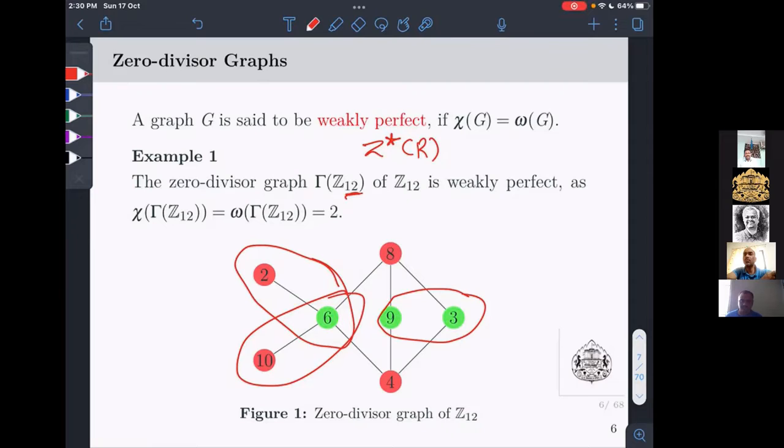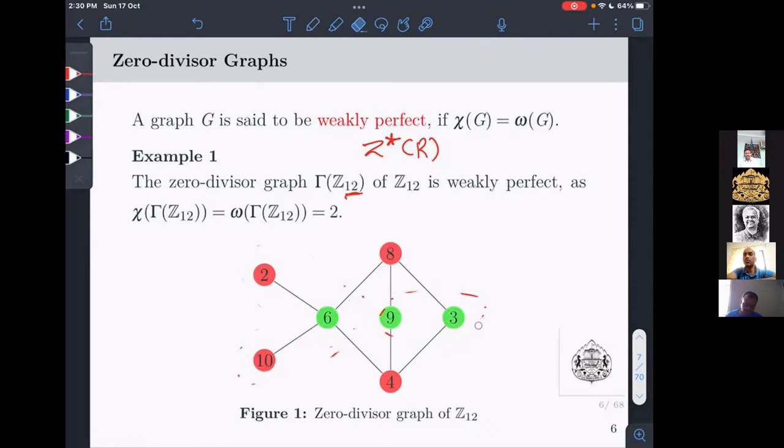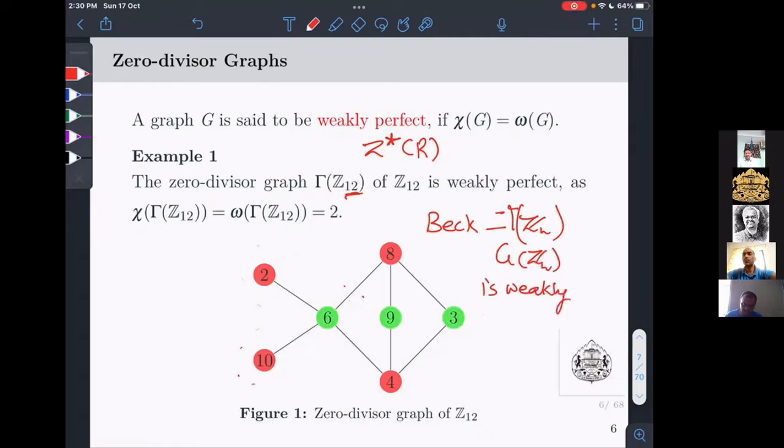Now you can see that I colored it with two colors. And here the clique number is also 2. So that's why this graph is weakly perfect. In fact, this is a result by Istvan Beck, that the zero divisor graph Gamma of Zn, or you can call it G of Zn, either way, is weakly perfect. So in general, these graphs are weakly perfect.